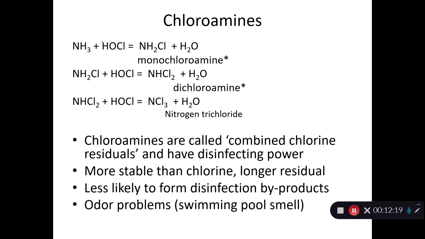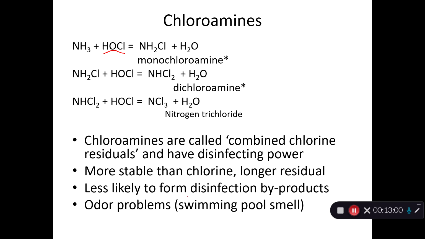Chloramines, on the other hand, are where you take the bleach, the HOCl, hypochlorous acid, and react it with ammonia. And you can have several steps here. You get monochloramine, dichloramine, and nitrogen trichloride. And sometimes people call these things combined chlorine residuals. They have disinfecting power. And the thing that's good about them is that they're more stable, so they stick around for a long time. And that's why they make a really great choice for adding to your water right before you send it out into the distribution system, so that over the many hours, perhaps, that your water stays in the distribution system, it still has that chlorine residual and is still killing the bacteria.